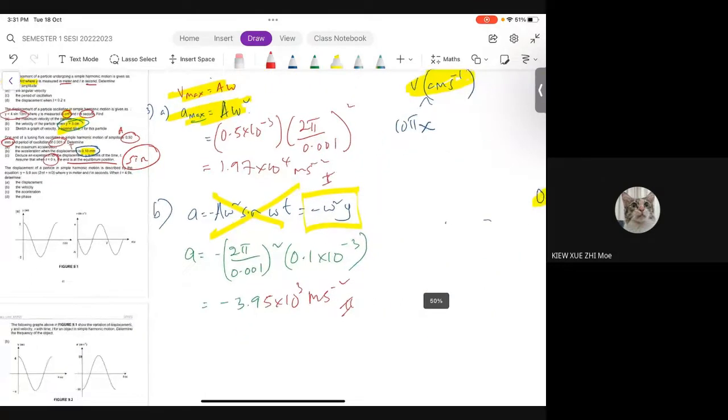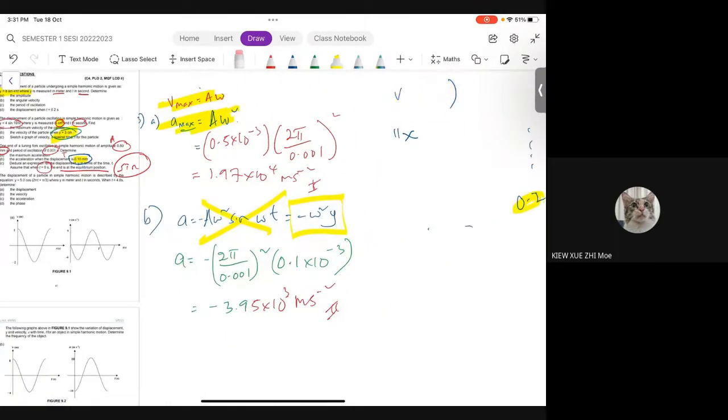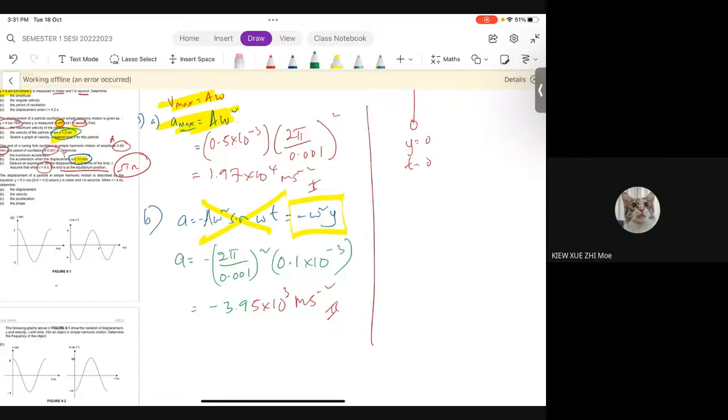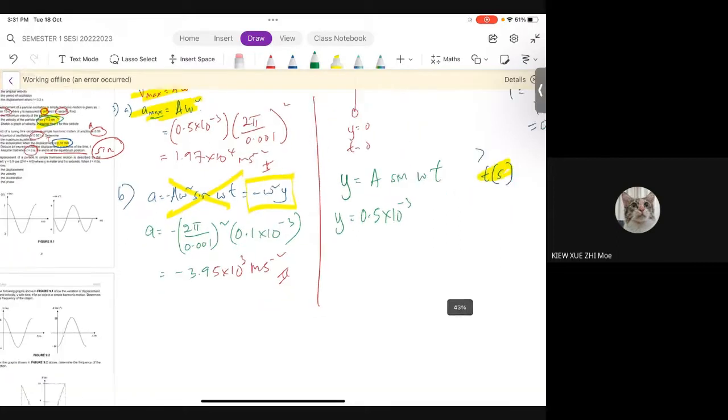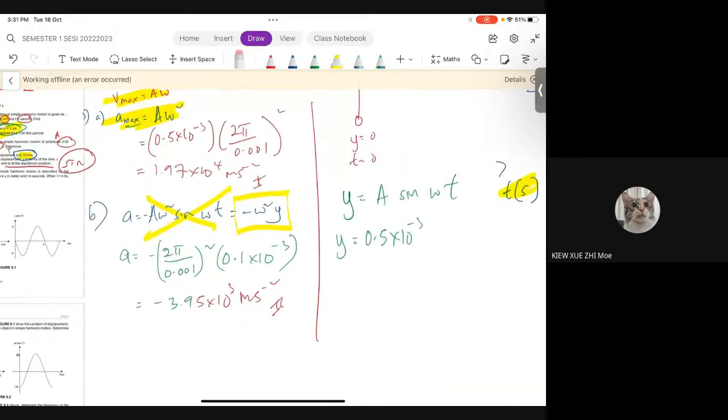Okay, so because dia dah cakap dia start dekat equilibrium, maksudnya pendulum saya tu start dekat equilibrium lah. So ini pendulum, so when y is 0, t is 0. So dia start dekat situ lah. Okay, so general equation y equals to A sin omega t. What is your amplitude? Is 0.5. So darab lah 10 negatif 3 sebab saya nak buat jawapan akhir tu dalam unit meter.